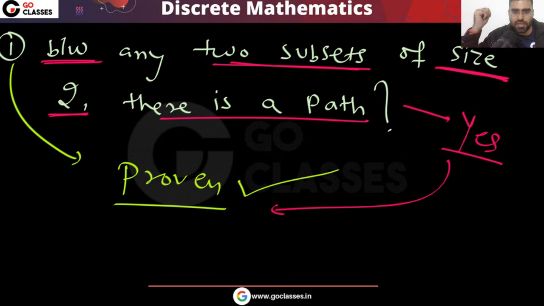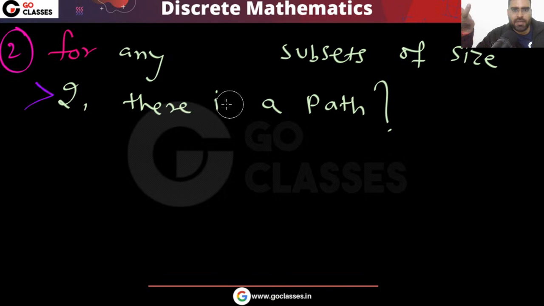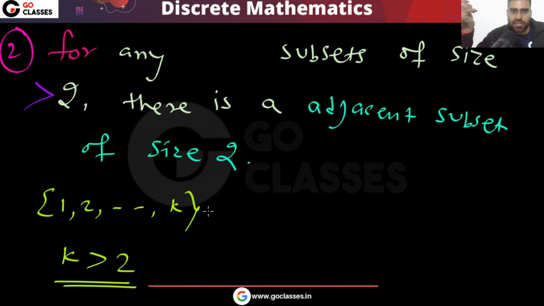Now you can see that every subset of size greater than 2 will have an edge with some subset of size 2. The only thing you have to prove is that for any subset of size greater than 2, there is an adjacent subset of size 2. This also you can very easily prove. For example, if you take {1, 2, 3, ..., k}, where k is greater than 2, then it will be adjacent to {1, 2}. That's it. This is your proof.